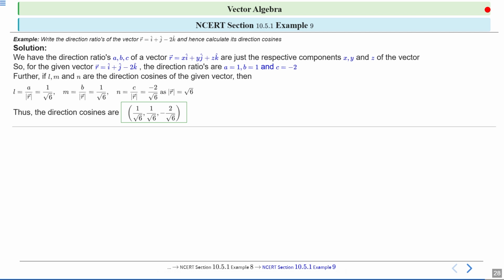Direction ratios are a equal to 1, b equal to 1, and c equal to minus 2. And direction cosines are 1 upon root 6, 1 upon root 6, and minus 2 upon root 6. Okay.